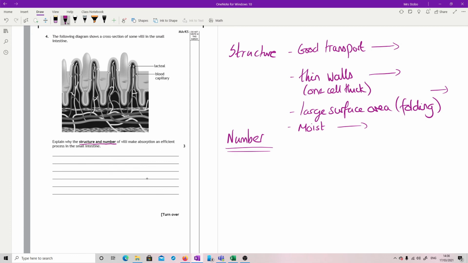So you could have talked about all of this, and the maximum you'll now get is 2 marks, unless you tie it in finally with the number. And basically what it means is lots of them equals larger surface area. Okay, so the more you have, the more surface area you have. Okay?